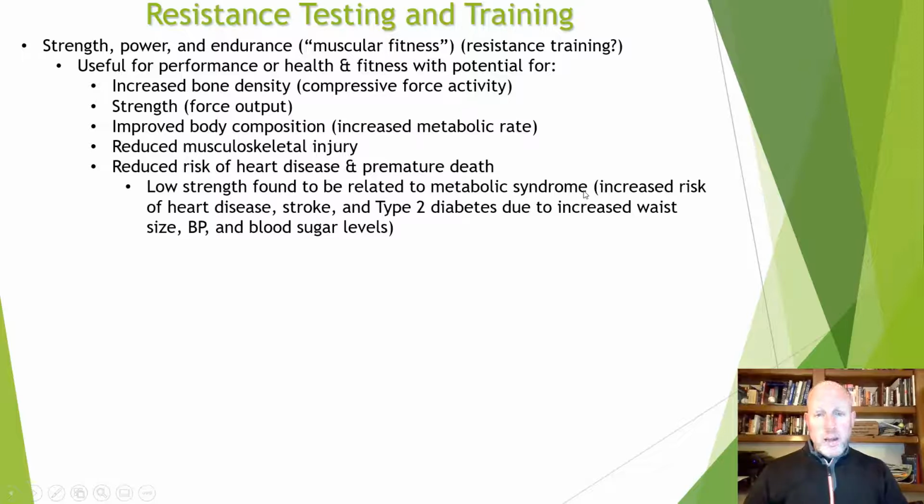What you're not going to find is someone who has metabolic syndrome and high levels of strength. It just doesn't happen. So consequently, what they have with the metabolic syndrome, by the way, along with low strength, it doesn't mean one thing's going to happen because of the other, but one thing does often lead to another. An increased risk of heart disease is what we typically find with someone with metabolic syndrome, or stroke and type 2 diabetes. And that's due to increased waist size, increased blood pressure, and blood sugar levels over time.